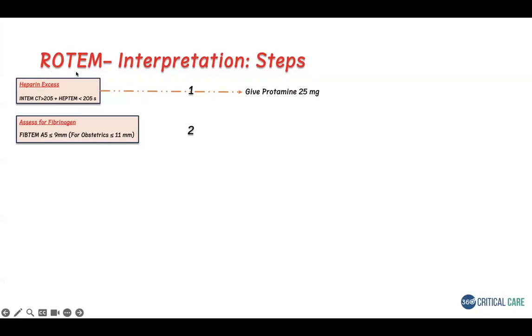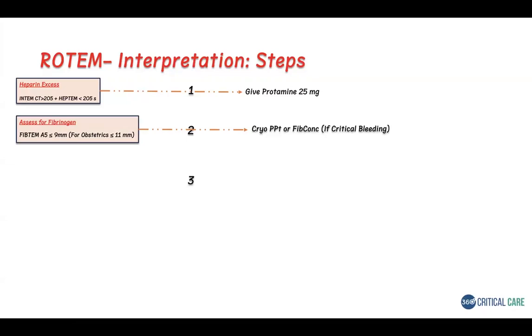If it is not a heparinized blood, then you look for the FIBTEM channel. If the FIBTEM is abnormal, less than 9, and for an obstetric patient, if it is less than 11, then you know there is a fibrinogen deficiency and you have to correct the fibrinogen by giving either cryoprecipitate or fibrinogen concentrate, depending on how you practice.